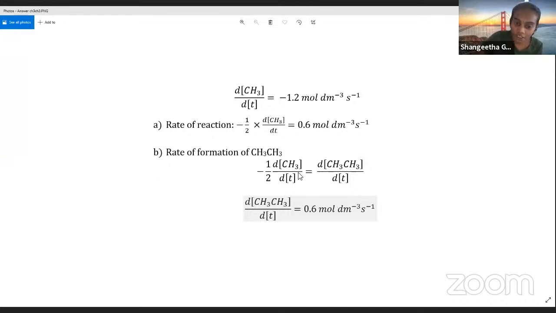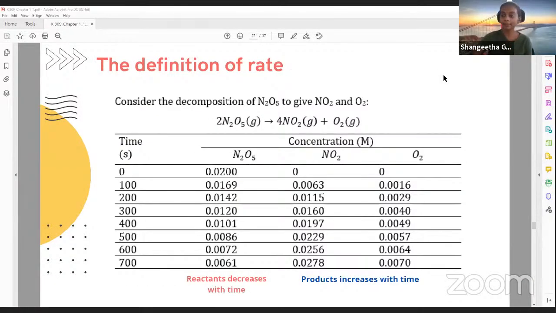However, in terms of the rate of formation, from the question, 2CH3 produces 1 CH3CH3. If you compare between your reactant and your product, your CH3CH3 doesn't have a negative because it is the formation of the product. So it becomes 0.6. Later I will share this in the Padlet so that you can double check with your answer. All right, going back to our lecture, let's go in a little bit more.